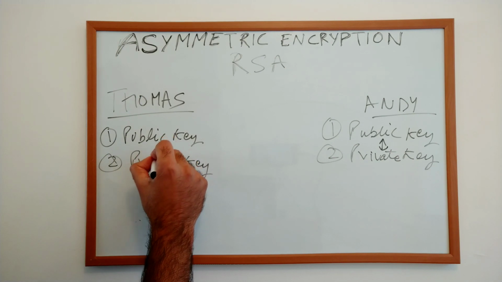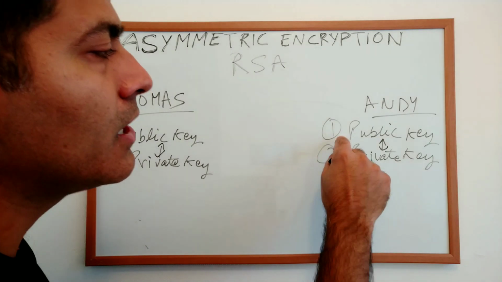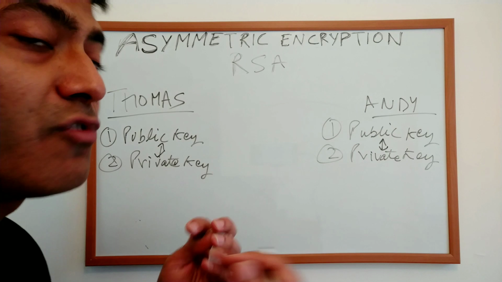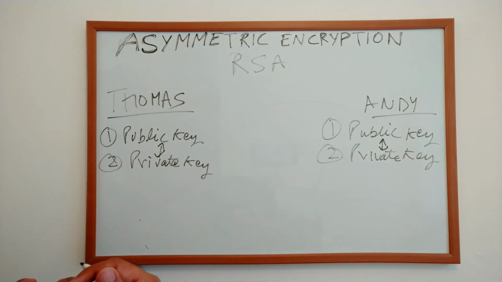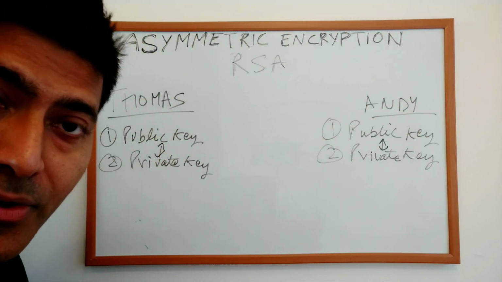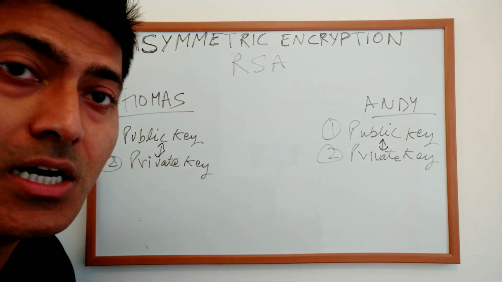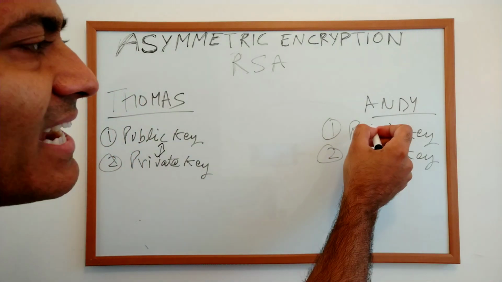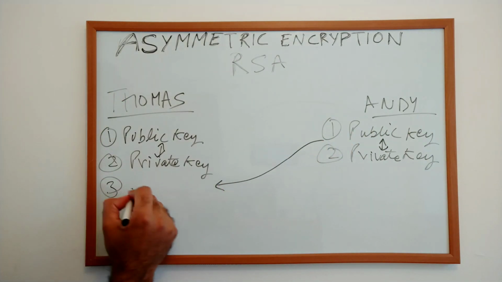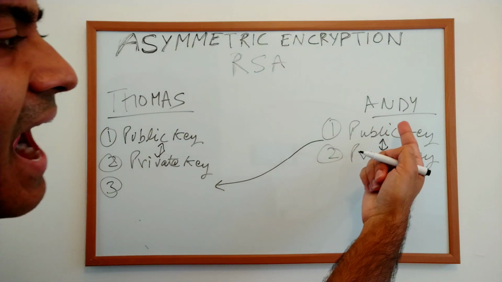So these two keys are actually linked to each other, but if you get hold of the public key, you cannot really get hold of the private key, and vice versa. So the way it works is that, in this case, Thomas wants to send a message to Andy, again using asymmetric encryption. Before they do this, they both need to exchange their public key. So what will happen now? Andy will send his public key to Thomas. So you will probably have this scenario where Thomas will get hold of Andy's public key.